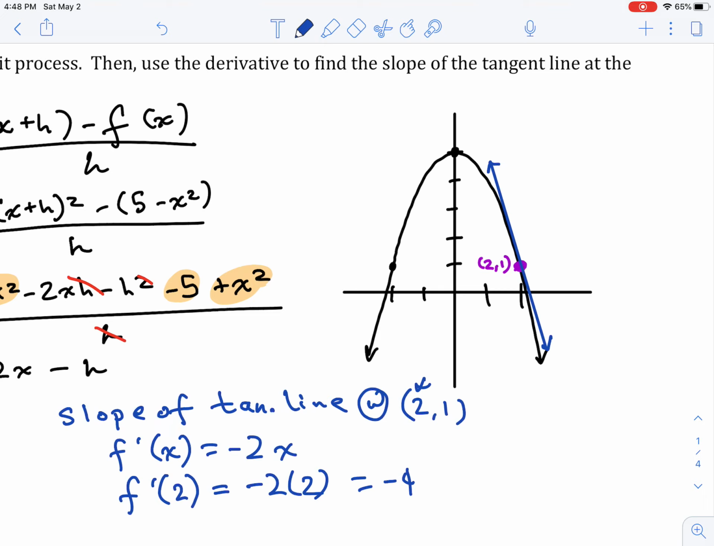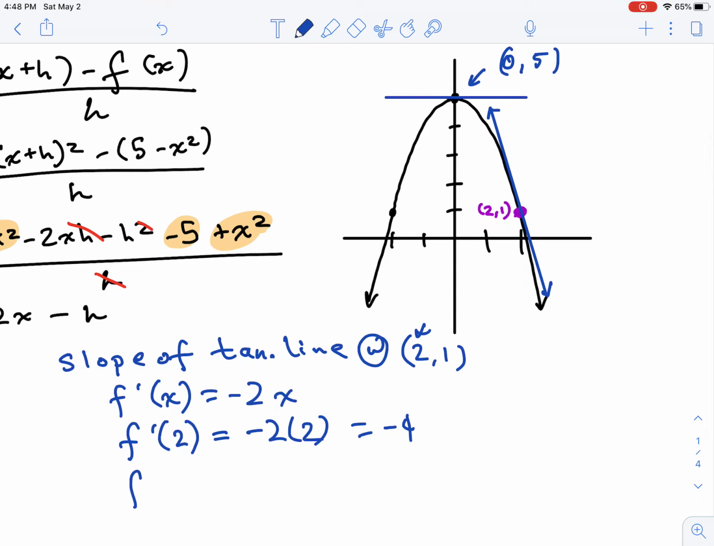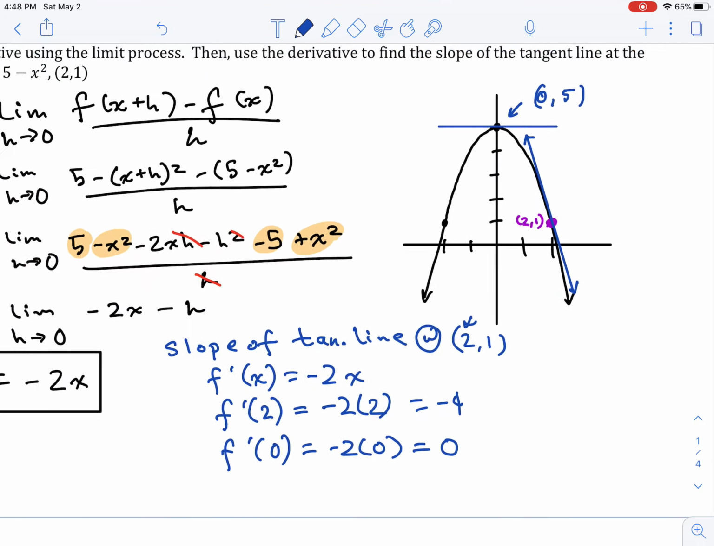And it does, right? And you can kind of just test other points here and just see intuitively if it makes sense. For example, what would the slope of our tangent line be at 0, 5? Well, our tangent line would look something like this, right? Our tangent line at 0, 5 would be something horizontal. Well, would that seem to match up? What is f prime of 0? This is at the point 0, 5. Well, it would just be negative 2 times 0, which is just 0. And that makes sense. It has a horizontal tangent line.